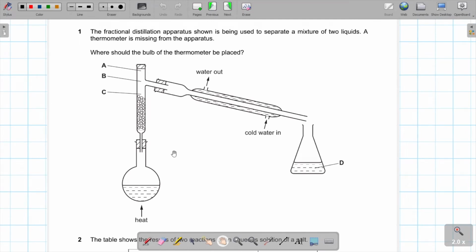Our first question says the fractional distillation apparatus shown is being used to separate a mixture of two liquids. A thermometer is missing from the apparatus. Where should the bulb of the thermometer be placed?